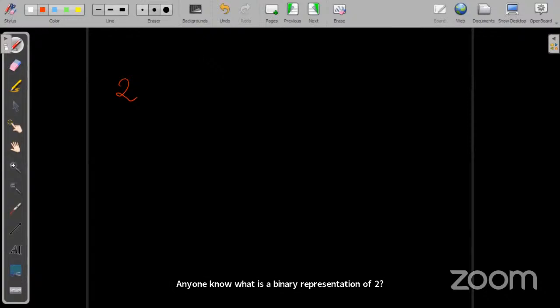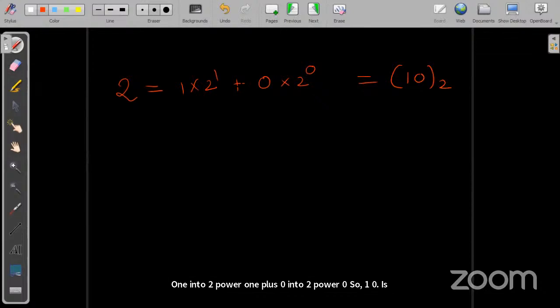2 0? No, it is only 1 0, I guess. See, whenever you want to find the binary representation, every number you have to represent in terms of powers of 2. So I may write this as 1 into 2 power 1 plus 0 into 2 power 0. I should write in the reverse order. So 1 0 is the binary representation of this number.